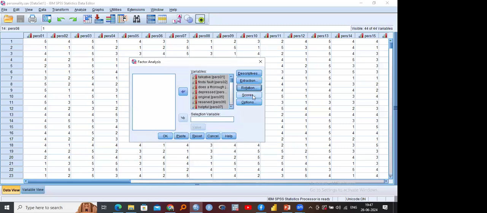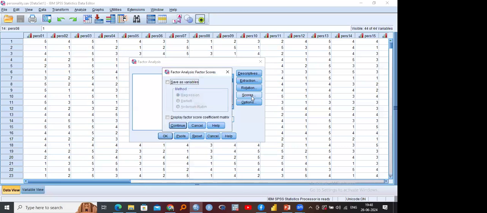Then click on continue. Then in the scores, click on Save as Variables. Dr. Anand, I'll repeat the entire process once again. Let me first complete it and then I will repeat the entire process once again before I go into the output. Okay. So in the scores section, click on Save as Variables. Click on continue.